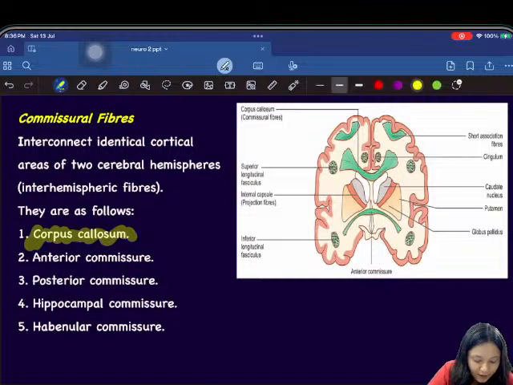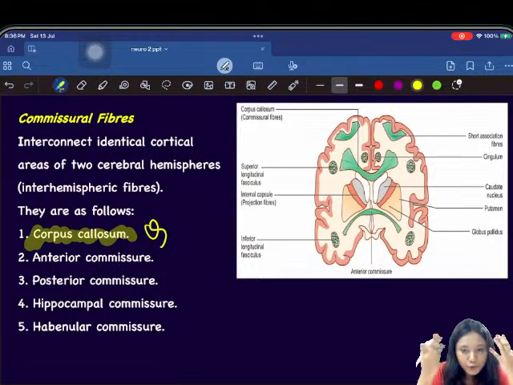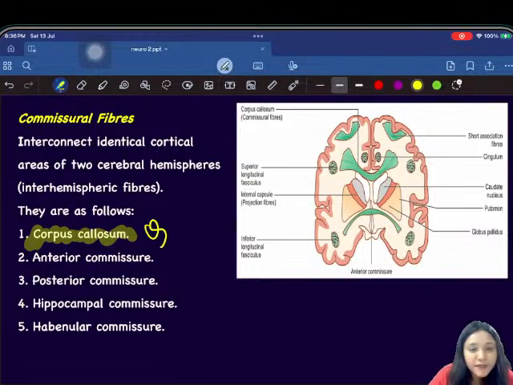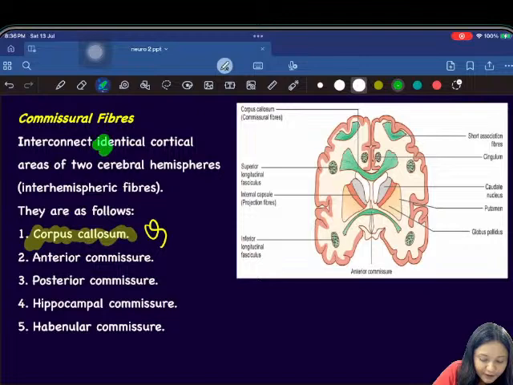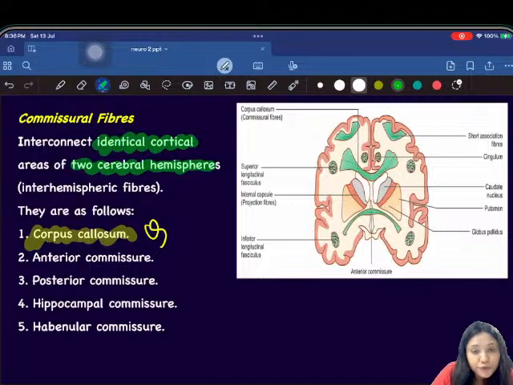This comes up every time in the exam. The corpus callosum is the longest, largest commissural fiber connecting the two hemispheres of the cerebrum, right? So it interconnects identical cortical areas of your two cerebral hemispheres.